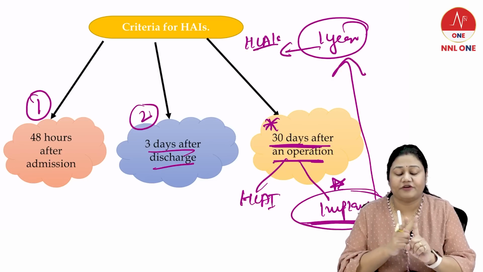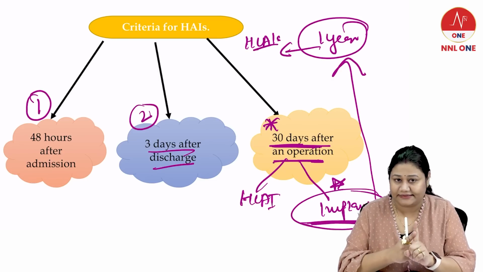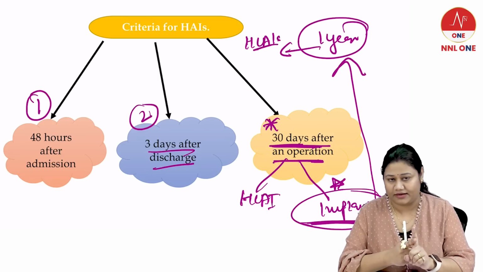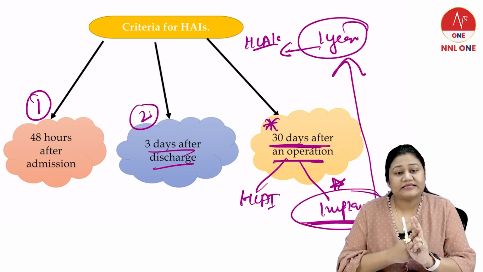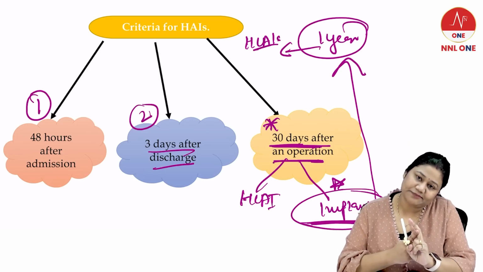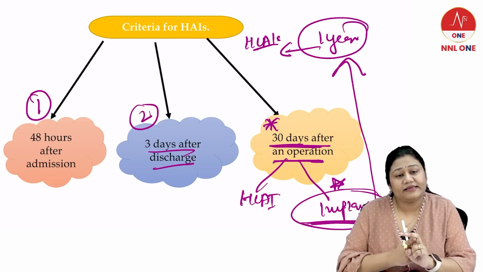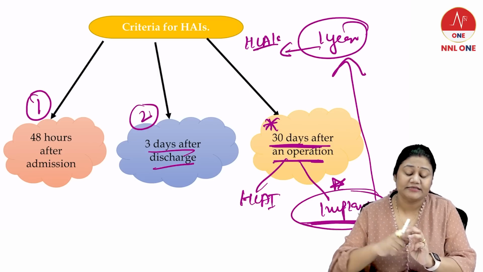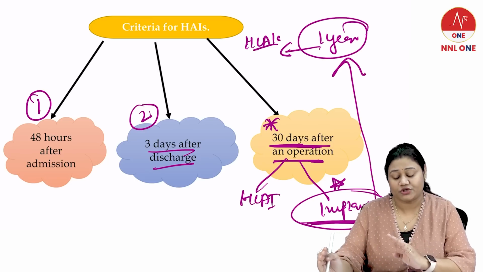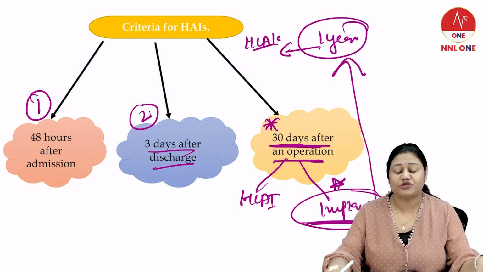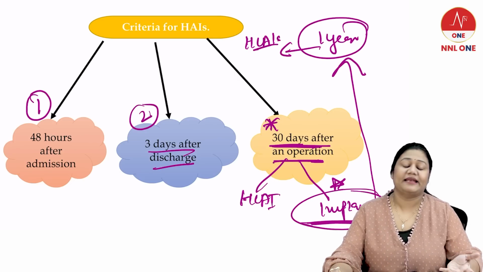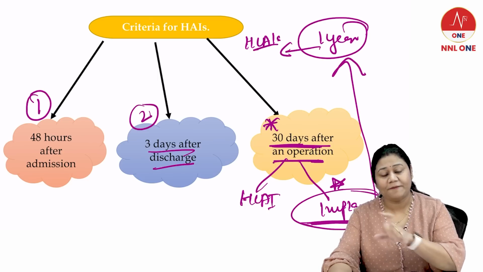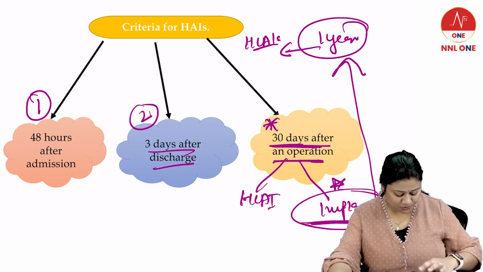Again, let us revise. The first criterion is that the infection is not present at the time of admission but develops after 48 hours of receiving care. Second, if the patient shows any sign and symptom of infection within 3 days after discharge, this is also a healthcare associated infection. The last is after surgery: 30 days after surgery we consider it, and if the surgery involved an implant insertion and the patient develops signs and symptoms of infection within 1 year of surgery, then also it is considered healthcare associated infection.